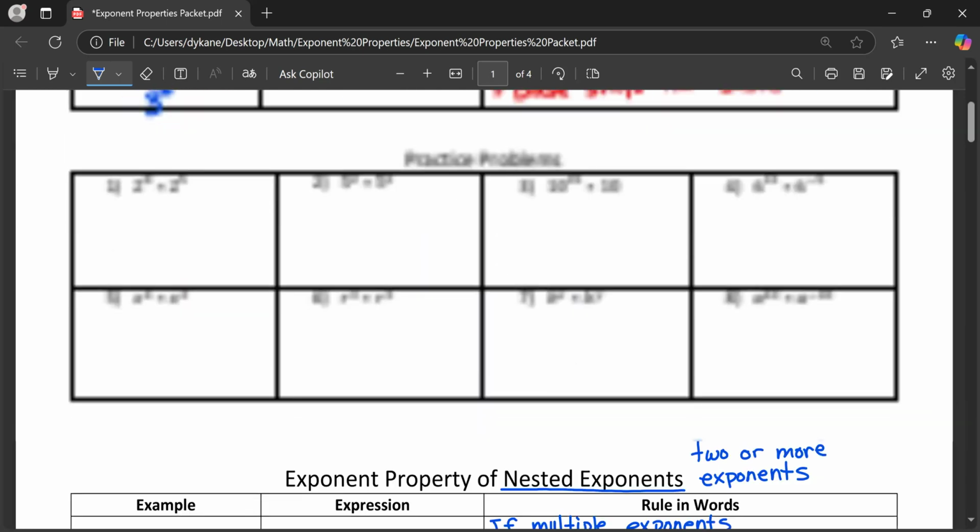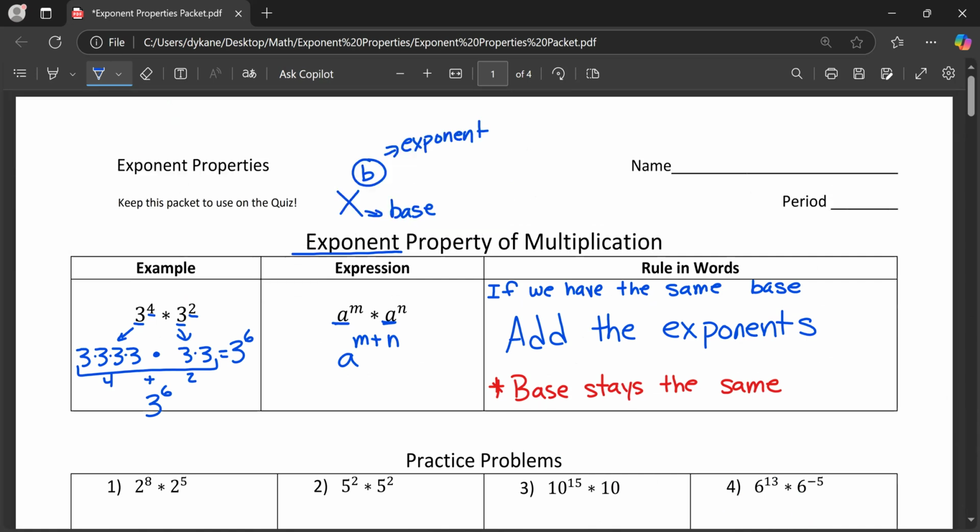Okay. So hopefully this was helpful and you learned about your exponent properties. Do all your practice problems and good luck.